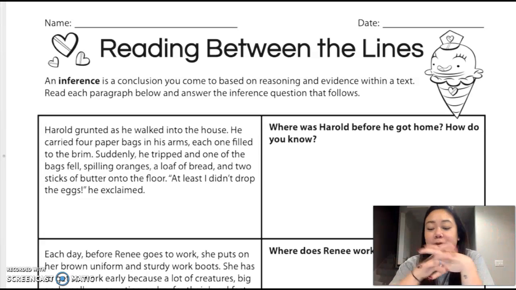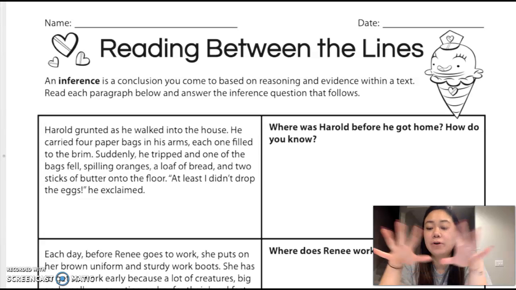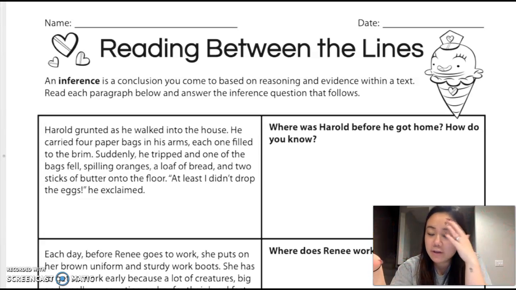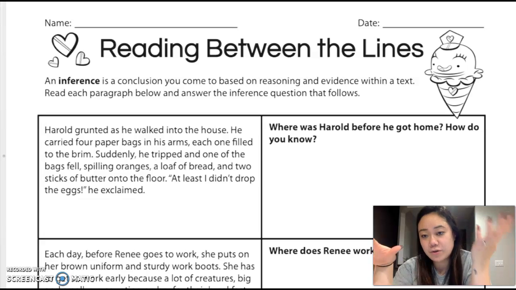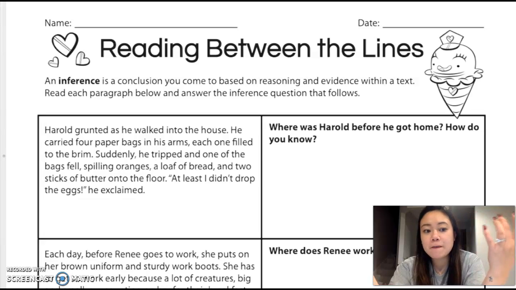So for small group, usually during this time, I let you work on ketchup, mustard, pickle. For this, because you have a guest teacher, I just wanted to make it simple. And because we have some students with Miss Taylor for small group, you are going to be working on inferencing.